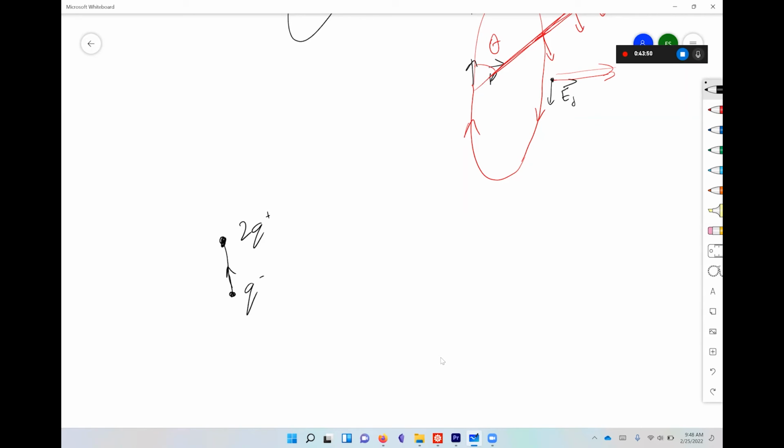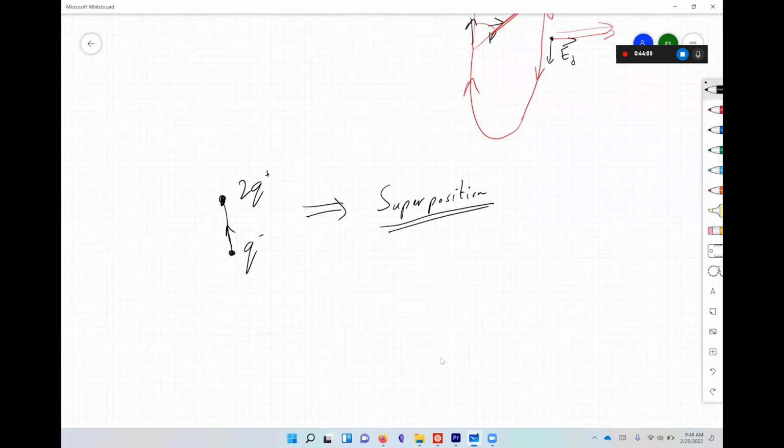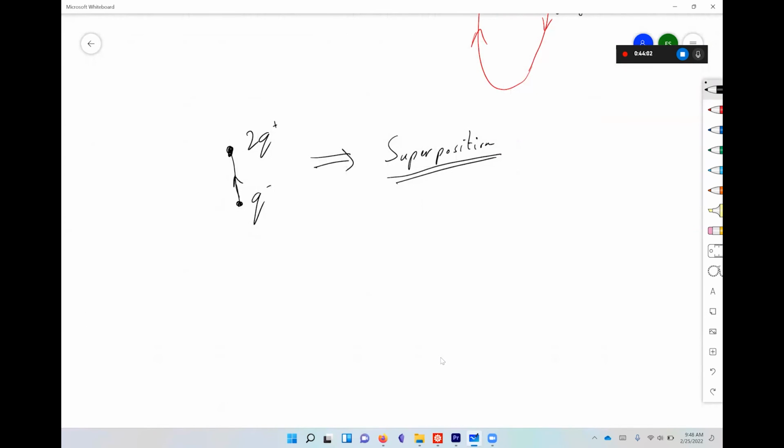Right? What you should say? You should say, aha, but you're trying to trick me because now I can use superposition. Right? I don't really need to rederive everything. What I can do is divide this problem into two problems. So this is going to be a field due to q minus q plus, the field due to q plus by itself.